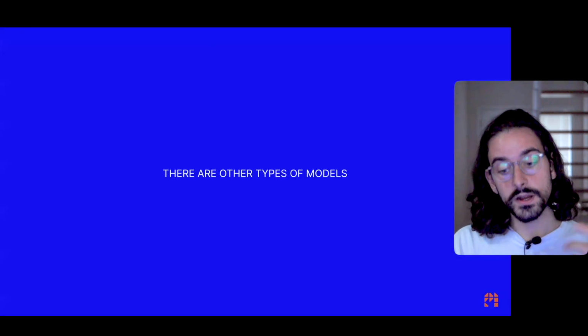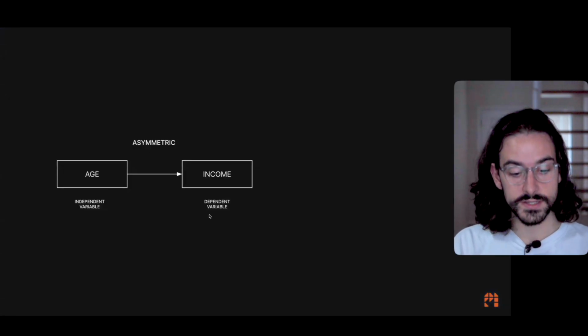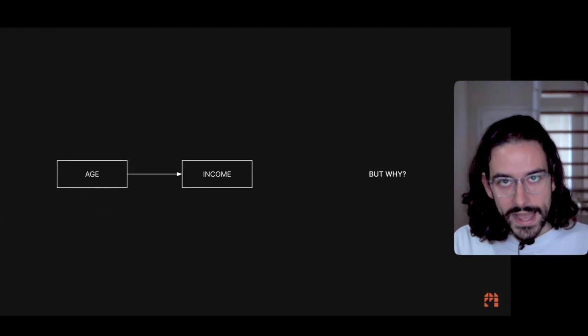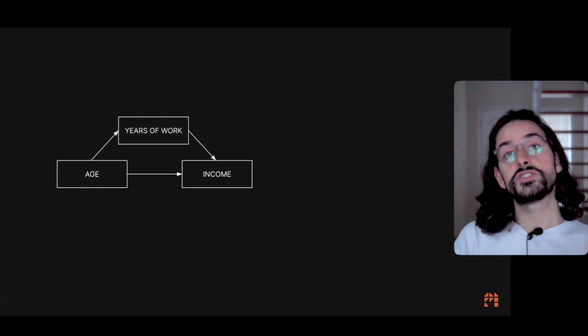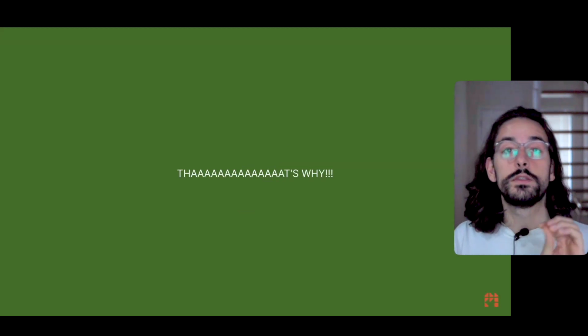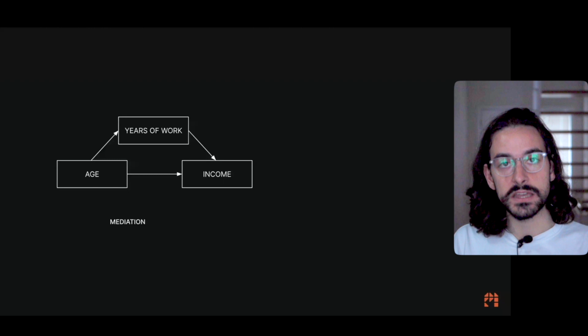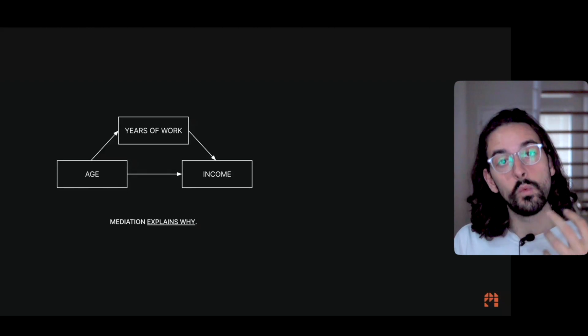Now, there are other types of models. For example, starting with this asymmetric model with age as independent and income as dependent variable, you can ask yourself, but why? Why is that happening? So we can add this third variable, years of work, which makes us go, that's why. So this third variable that we're adding here is a mediator, right? This is a mediation. And the idea of a mediation is that a mediation explains why, right?